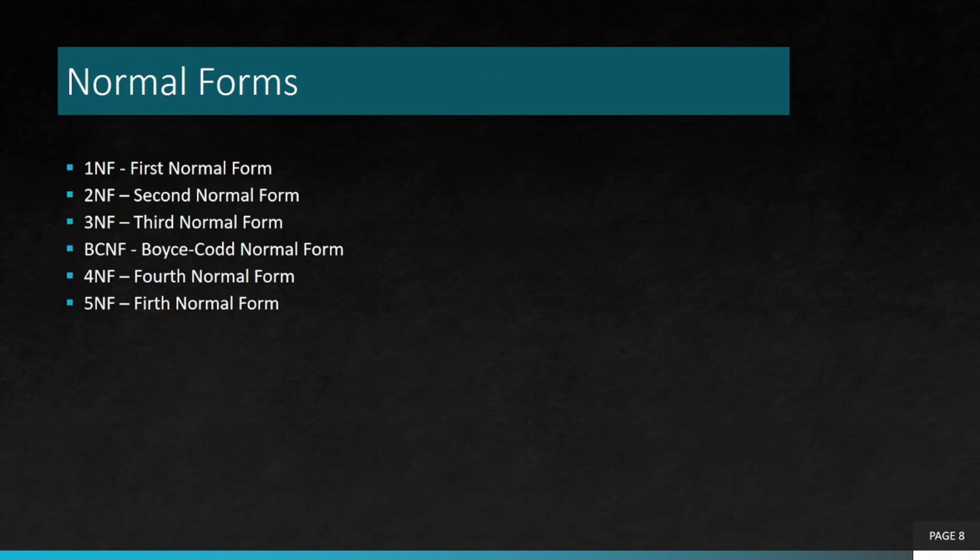So guys, when we're normalizing our database, we can go up to fifth normal form. So you have the first, second, and third. Then you have one called BCNF, also known as Boyce-Codd normal form. Then you have the fourth normal form and the fifth normal form. In the next lecture, we're going to be taking a look at first normal form.